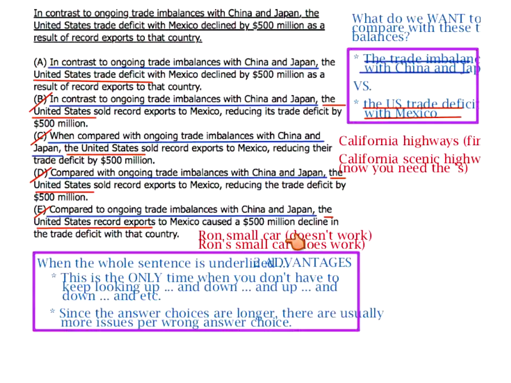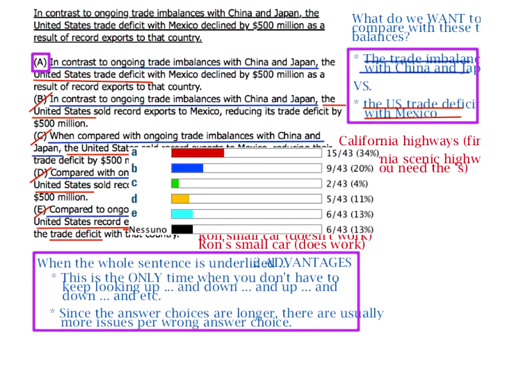Also, this is the wrong comparison anyway. We want it to be the trade deficit, not the exports. So that's an easier way to eliminate it. You don't even have to go over all that craziness. Only one choice even makes the right comparison. How about that?